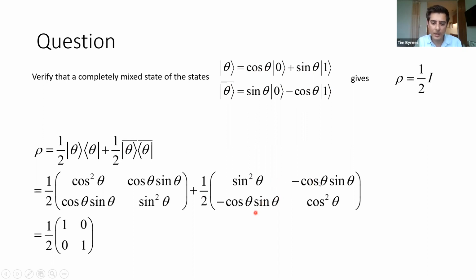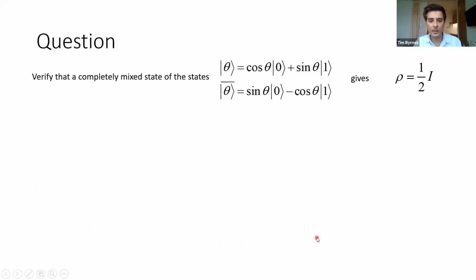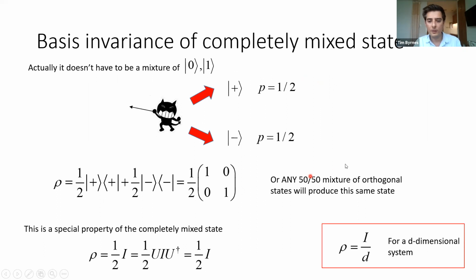So we take the outer product of that with itself. Here we get a minus sign, and these off diagonal terms cancel. And over here we get cosine squared plus sine squared, and here sine squared and cosine squared, and that's equal to 1. So basically you can take any 50-50 mixture of orthogonal states, and it will always produce this completely mixed state.